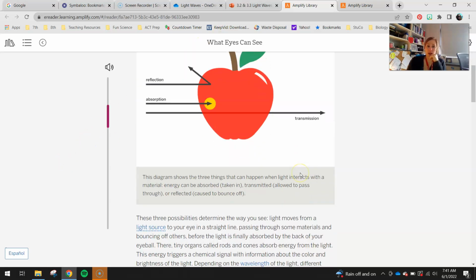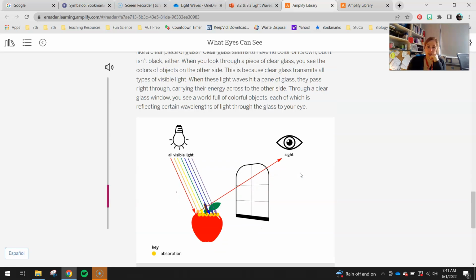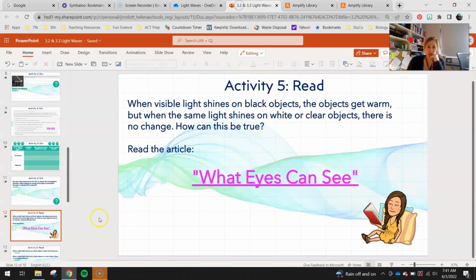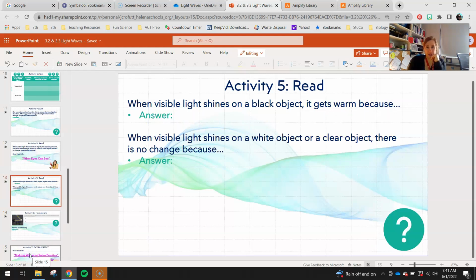What is our eyes seeing that interprets that light coming off that water bottle as purple? So read about what your eyes can see. Okay, do a good job. This is an interesting article, and it really does a good job explaining why you guys see certain colors. And then answer these 2 questions.